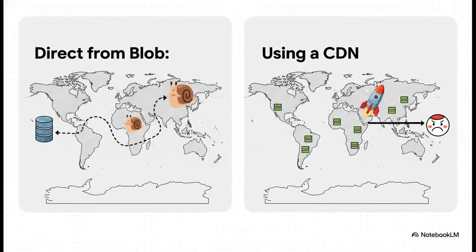And for downloads, we use a similar optimization trick. Downloading directly from one central blob storage location is going to be super slow for users on the other side of the planet. So the solution is a content delivery network, or CDN. This caches popular files in data centers all over the globe, so users always download from a server that's physically close to them.